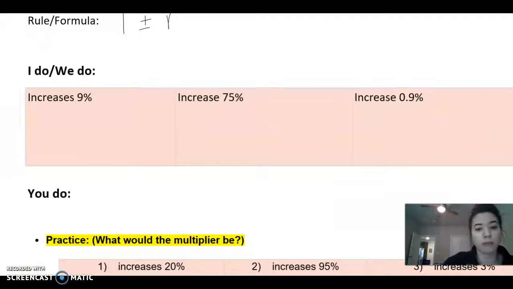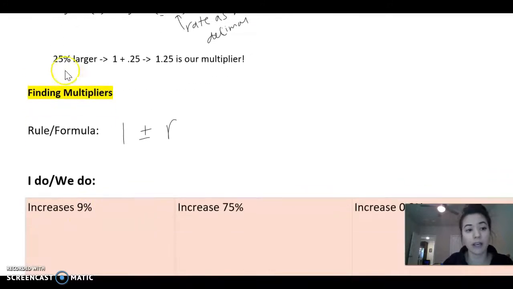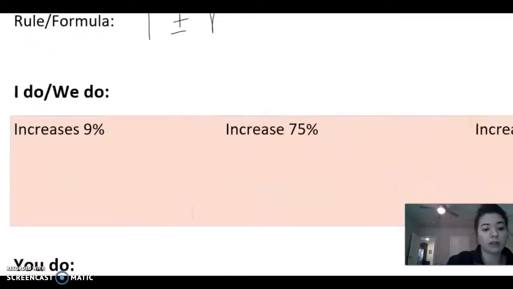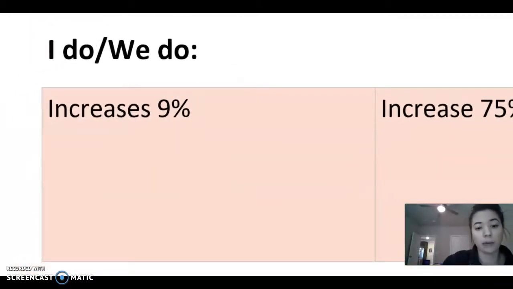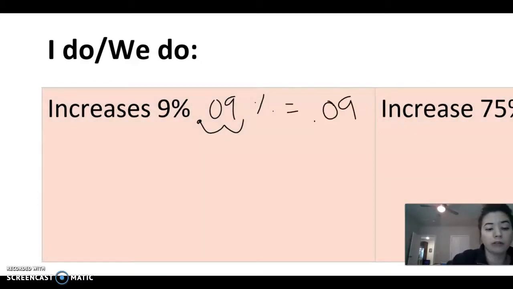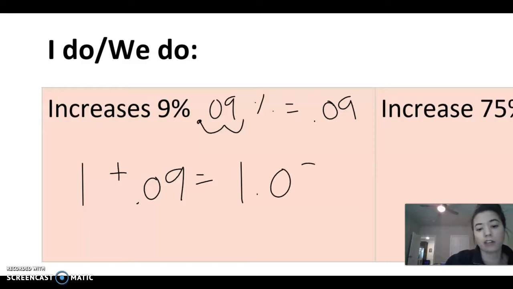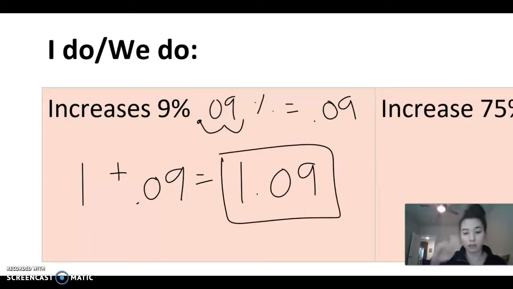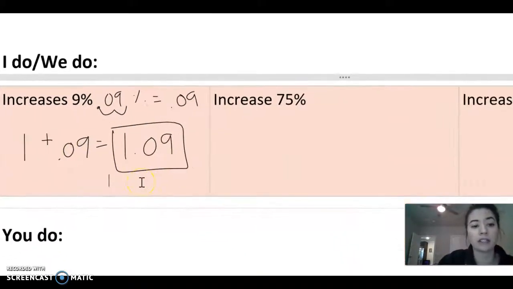Okay, let's quickly do some practice with that. We have an increase of 9%. I'm going to take that percent, change it into a decimal and add it to 1. To change 9% into a decimal, I move it twice. So 0.09 is it as a decimal. Then we do 1 plus my rate as a decimal, and there's my multiplier. So again, we change the percent to a decimal, and then do 1 plus that.